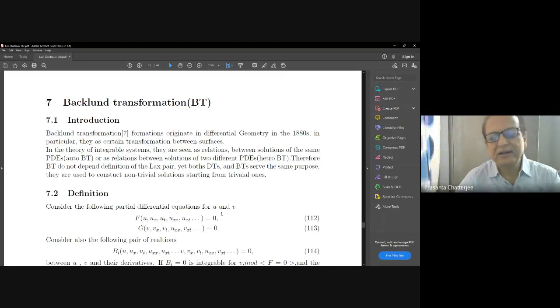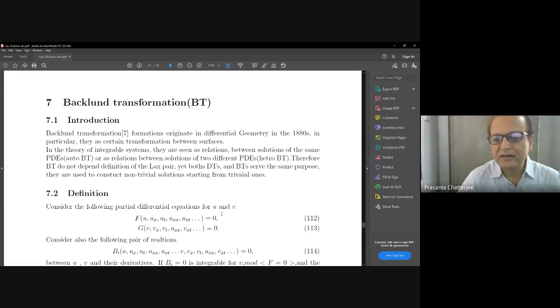But actually DT, that is Darboux transformation, and BT, Backlund transformation, both serve the same purpose. What is the purpose? Starting from a trivial solution, they move towards non-trivial solutions. That's the interesting thing. So let us see how it is defined.